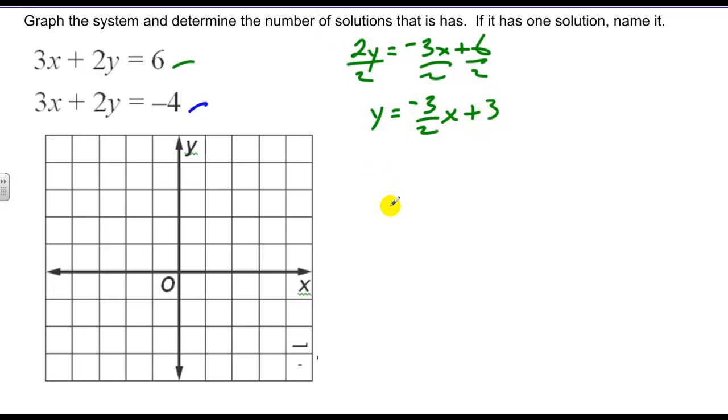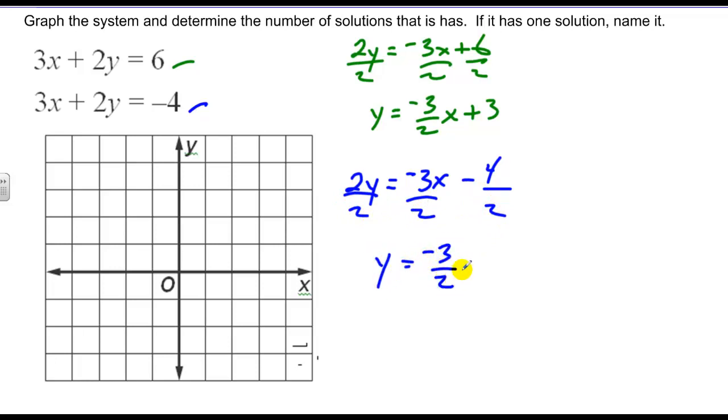Now I'll do the blue. Again, subtract 3x from both sides, which gives me 2y is equal to negative 3x minus 4. Divide both sides by 2 and get y equals negative 3 halves x minus 2. Graph going up to 3. Going down 3 over 2, down 3 over 2, puts me somewhere like this.